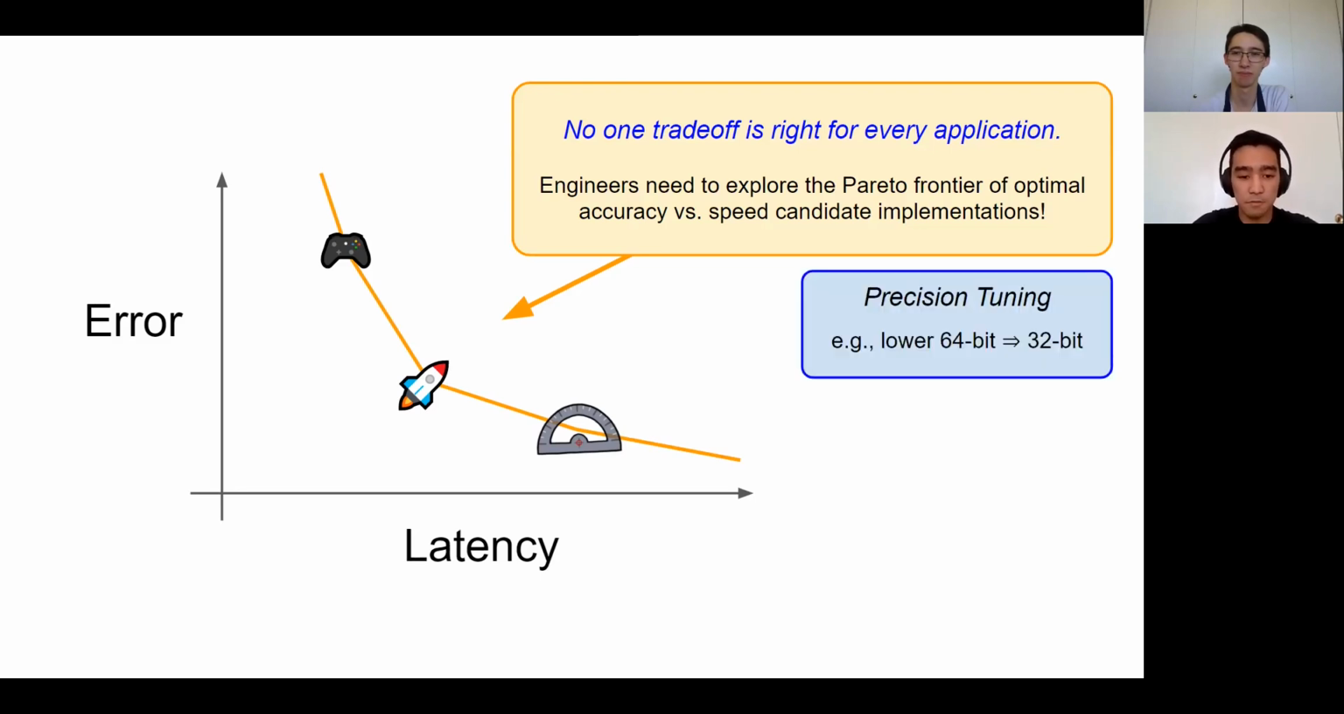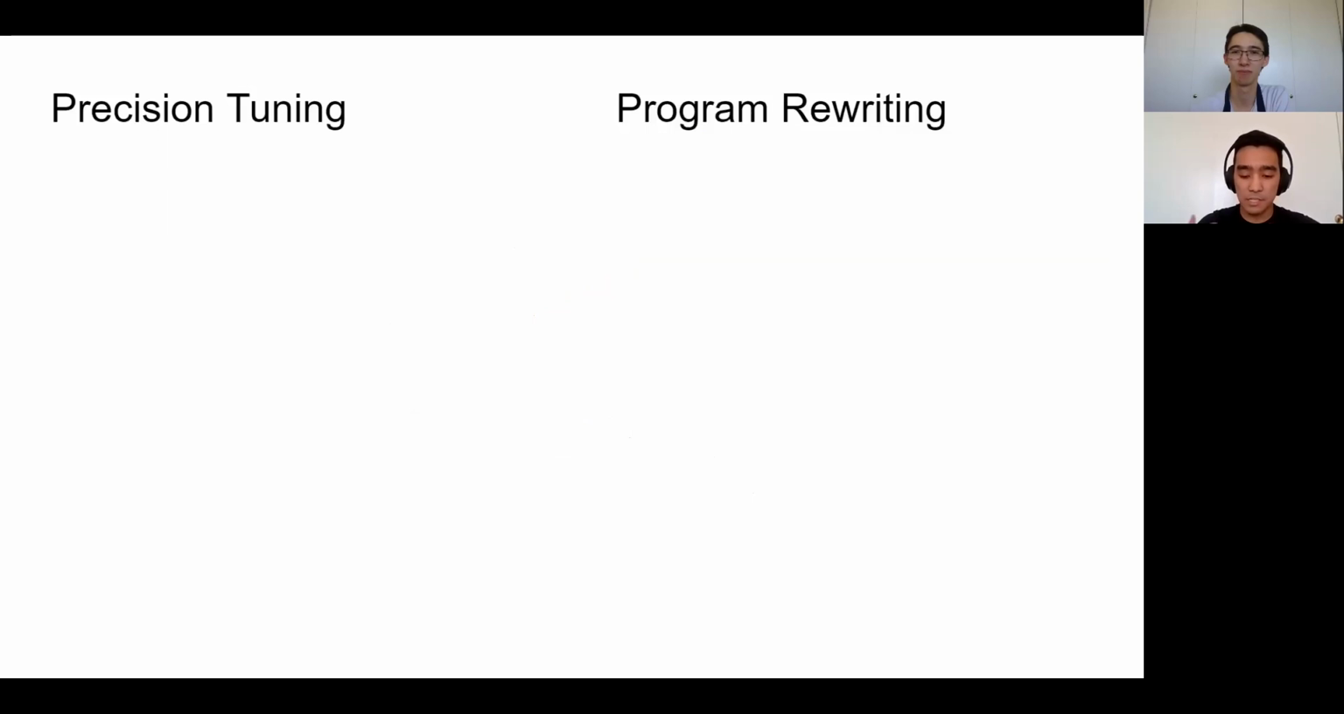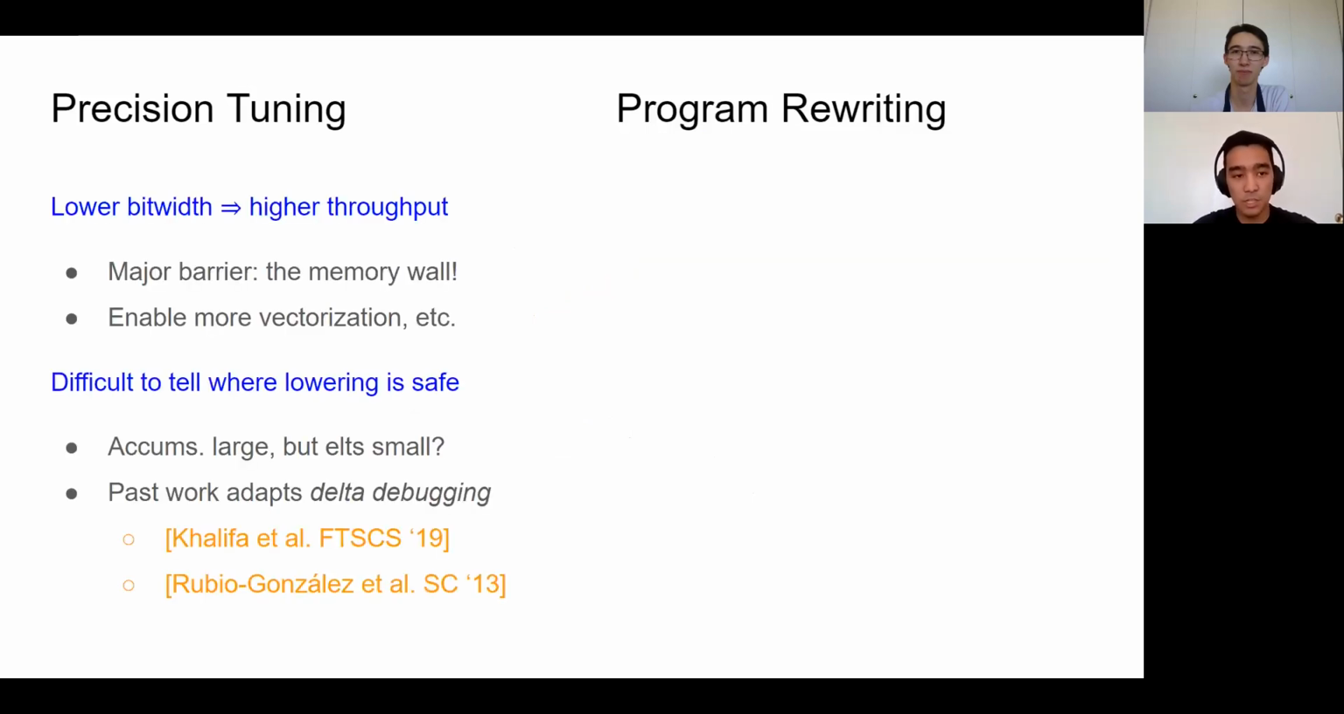So we use two techniques to find these expressions. The first is precision tuning, such as lowering a double to a single. And the second is rewriting, such as taking a series expansion of some expression. So what can we say about these two techniques in general? Well, the goal of precision tuning is to increase speed. By lowering the bit width, we increase caching as well as vectorization.